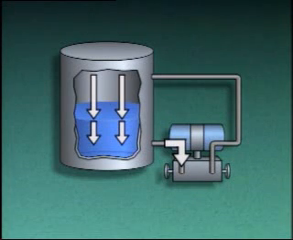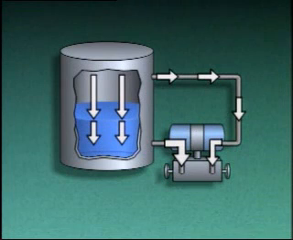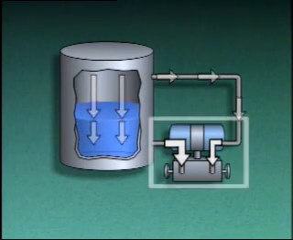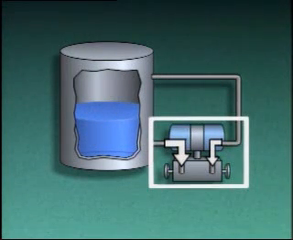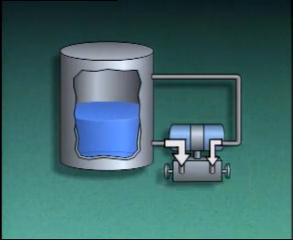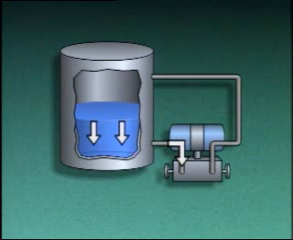This additional pressure is also exerted through the tubing from the top of the tank to the other side of the DP cell. The DP cell measures the difference between the combined pressure at the bottom of the tank and the pressure exerted at the top of the tank. That difference is equal to the hydrostatic pressure of the liquid, which can then be converted to a level measurement.